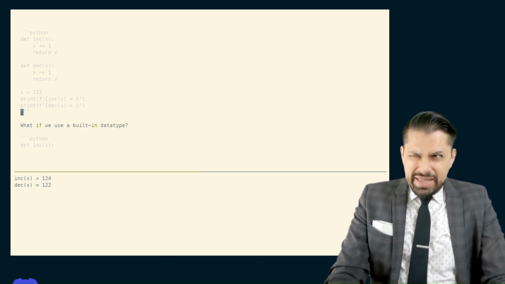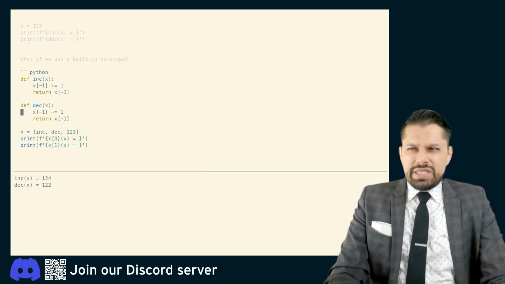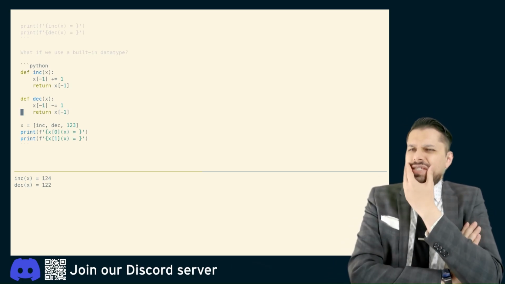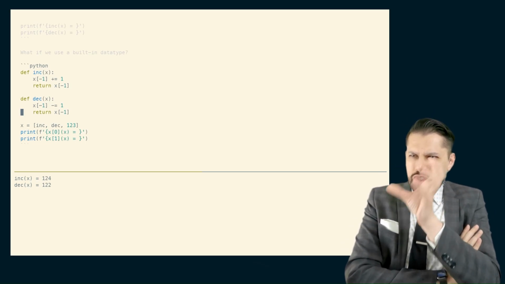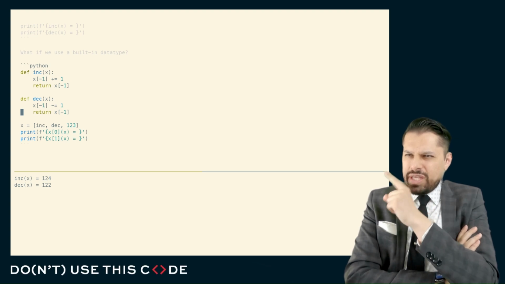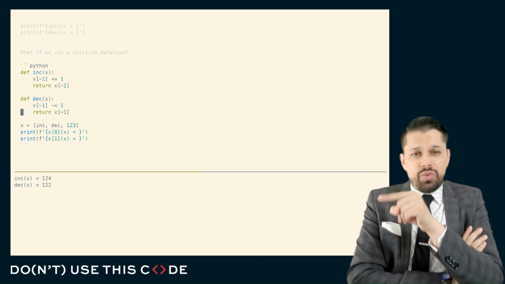Now, if we take the same example and we extend it very slightly, for example, we use a built-in data type. So x is no longer just the value 1, 2, 3, but it's a list of the increment operation, the decrement operation, and the 1, 2, 3 operation.